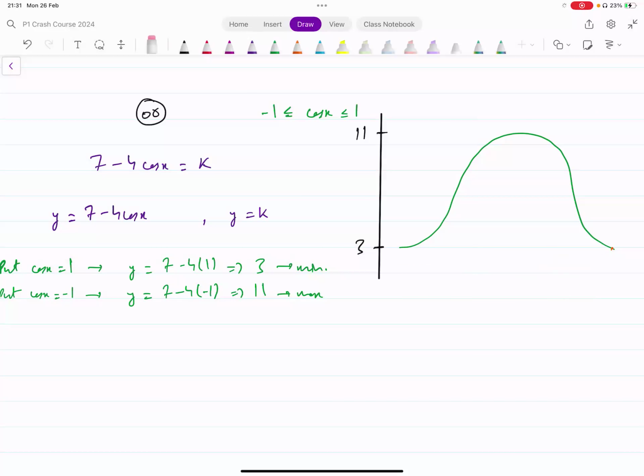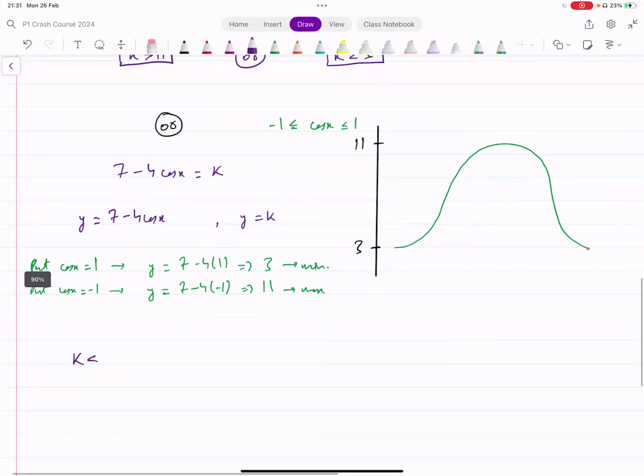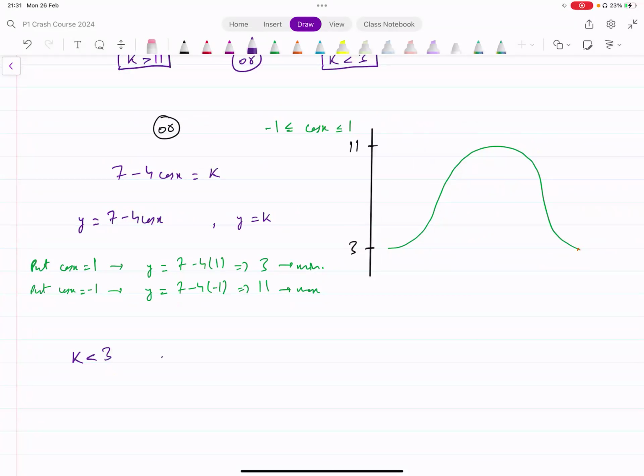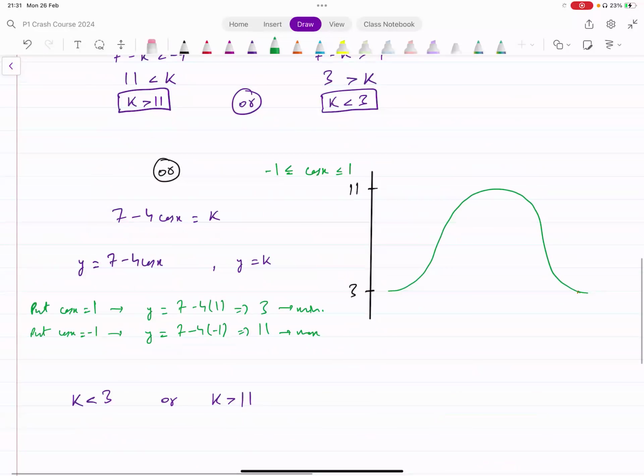So you could say the set of values for which this equation would not have any solution could be either k less than 3 or k greater than 11. So understanding that concept of maximum and minimum points of the function, the range of the function, can help you do this relatively quickly as compared to what we did in the previous method here.